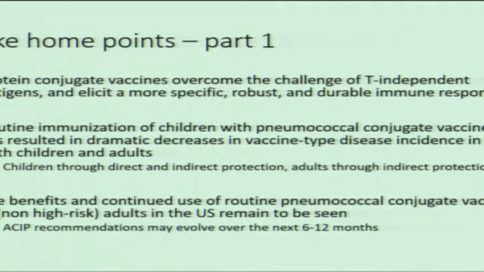So just some take-home points for this section of the talk. Protein conjugate vaccines overcome this T-independent pathway of immune response. The pneumococcal conjugate vaccine has had a dramatic impact on disease epidemiology in children and adults. But the benefits of adult vaccination are a little bit harder to define, and recommendations regarding routine use of that vaccine in our population will evolve over the next 6 to 12 months.